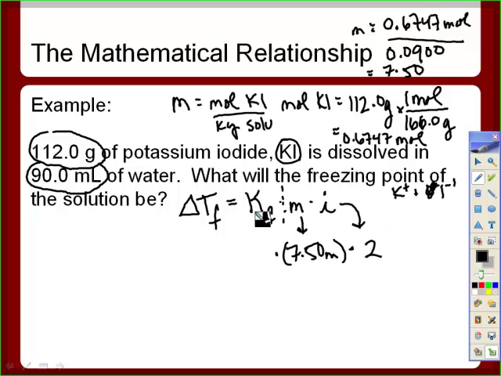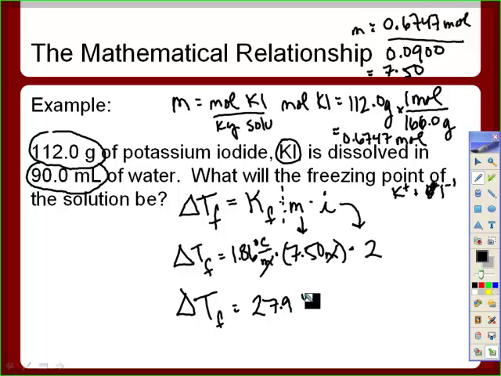So the Kf value for water, if I look at my reference sheet, is 1.86 degrees Celsius per molal. So now I have everything I need to figure out the change in temperature of my freezing point. If you look at units here, molality on the bottom and here on the top is going to cancel. So my units are going to be degrees Celsius, which makes sense for a change in temperature. And I'm going to multiply 1.86 times 7.5 and times 2. I'm going to get 27.9, and that's good to have 3 sig figs.